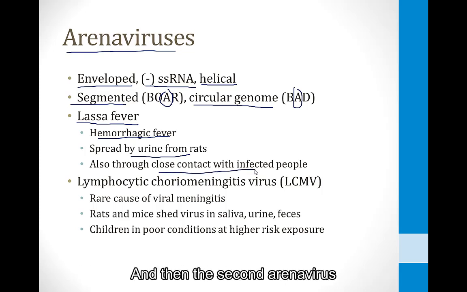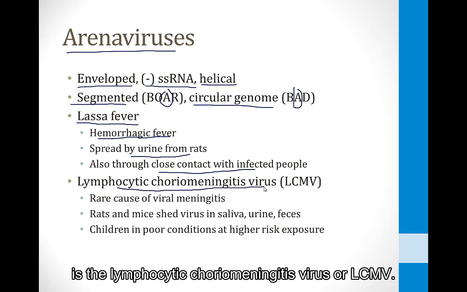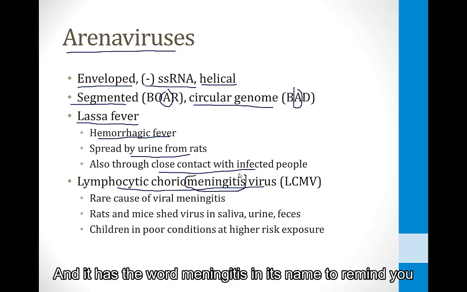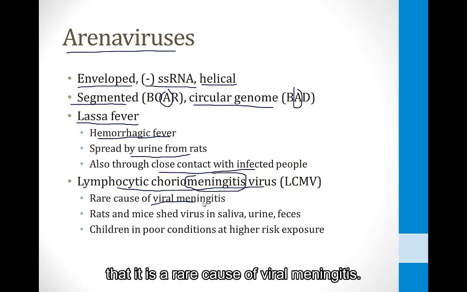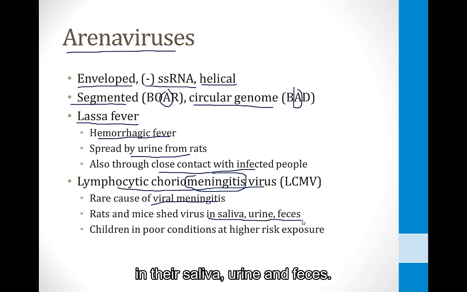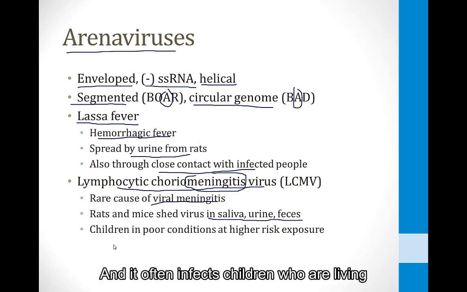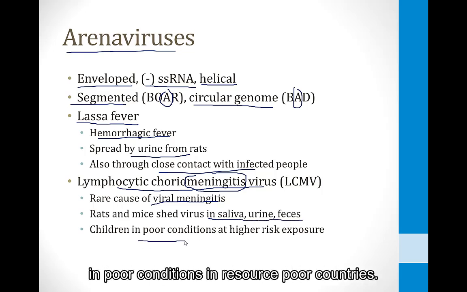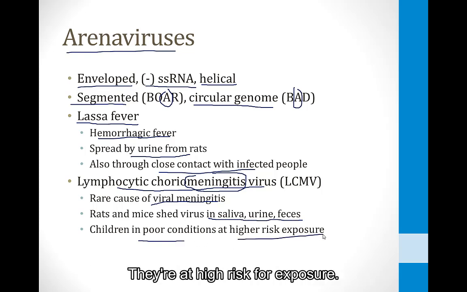And then the second RNA virus is the lymphocytic choriomeningitis virus, or LCMV. It has the word meningitis in its name to remind you that it is a rare cause of viral meningitis. This virus is shed by mice and rats in their saliva, urine, and feces, and it often infects children who are living in poor conditions in resource-poor countries. They are at high risk for exposure.